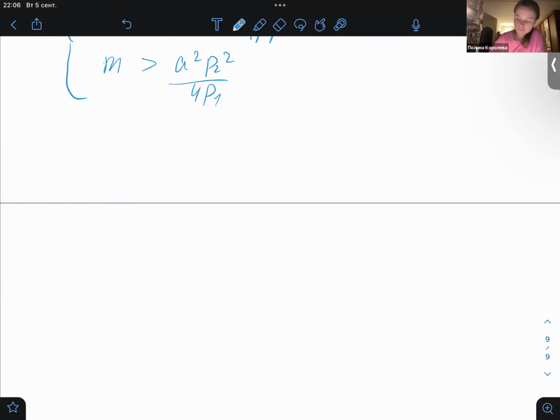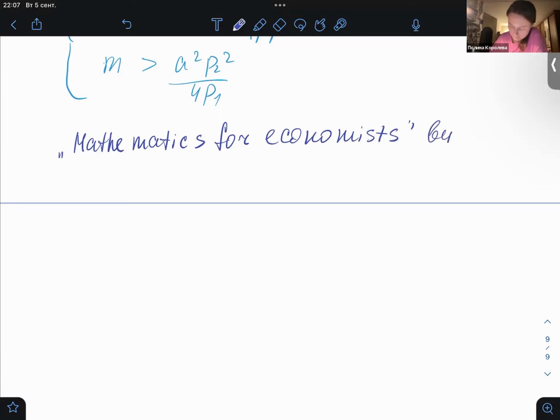And for more information, I have a recommendation for you to download and read this textbook, Mathematics for Economists, by Simon and Blume. All the theory that I provided today, not the examples, is from this book. So let's write down Mathematics for Economists, by Simon and Blume.